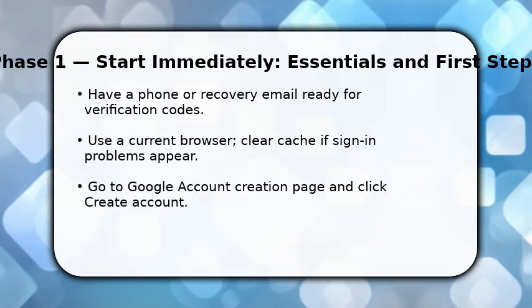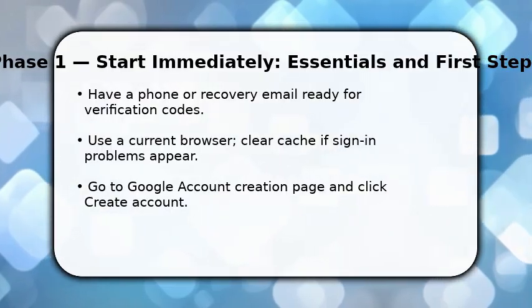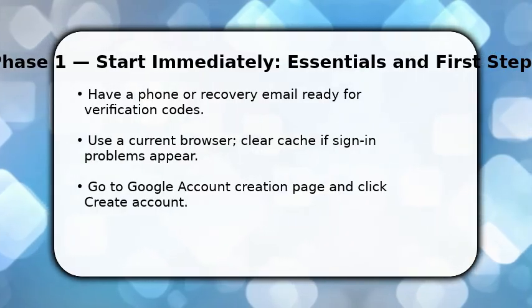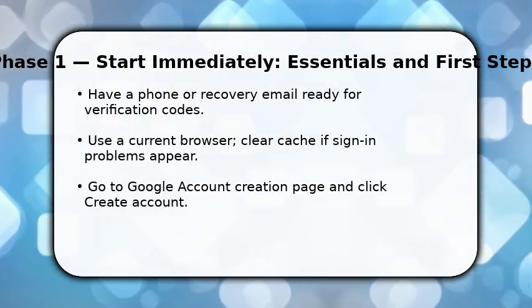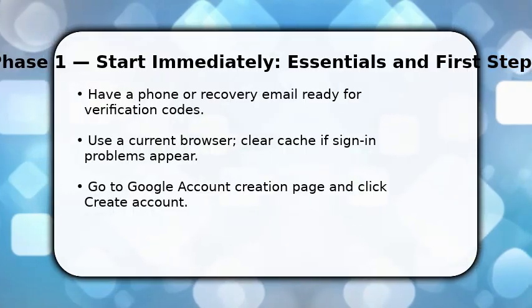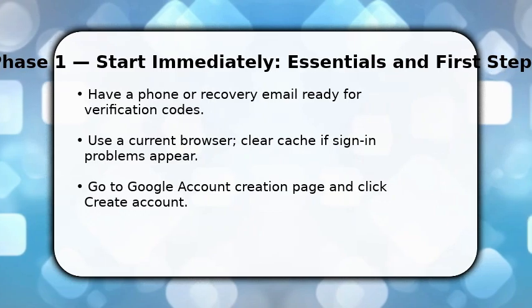Enter your name and pick a username that follows Gmail rules because it becomes your address. Once done, set a strong password and confirm it. This prevents lockouts and explains why accuracy matters at the very beginning.